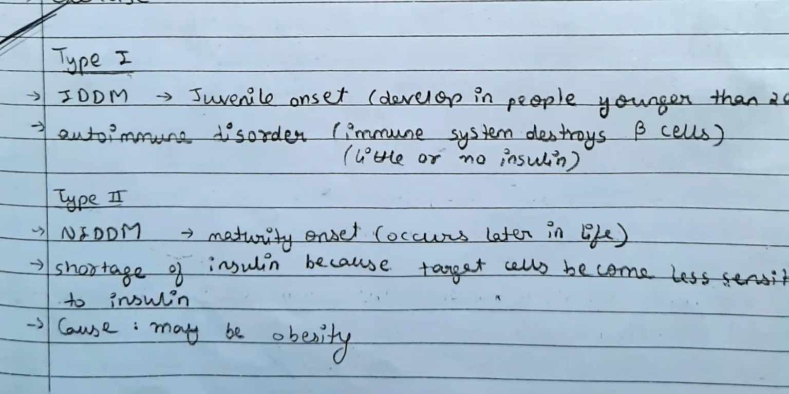It is the one which will develop in juvenile people, young people, children, age 20 years or less than that. It is an autoimmune disorder. It is the one in which your immune system destroys the beta cells of the pancreas. Somehow your immune system, I think I mentioned autoimmunity, isn't it? When your immune system starts damaging your own body cells.